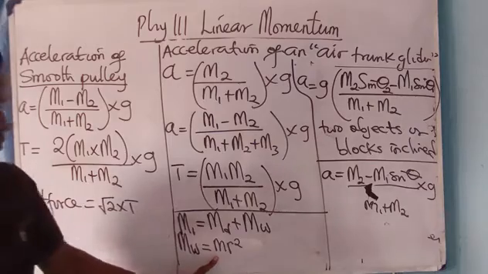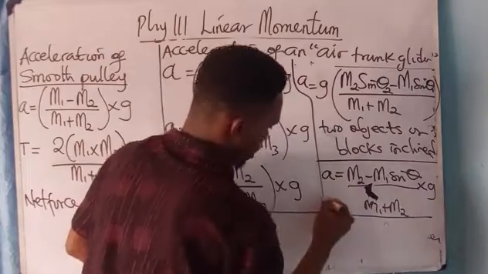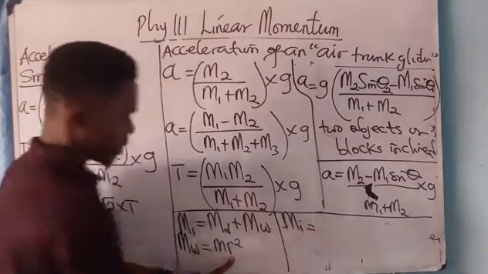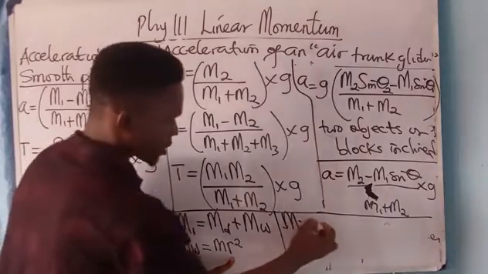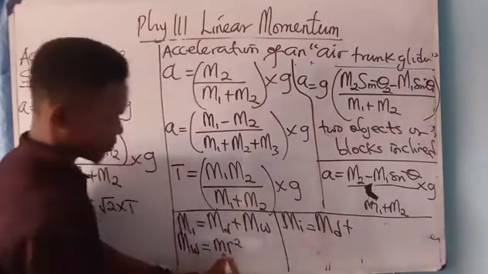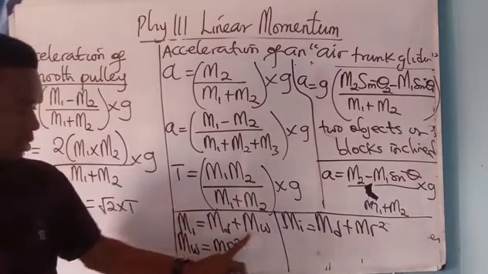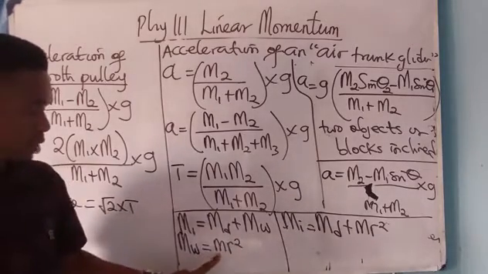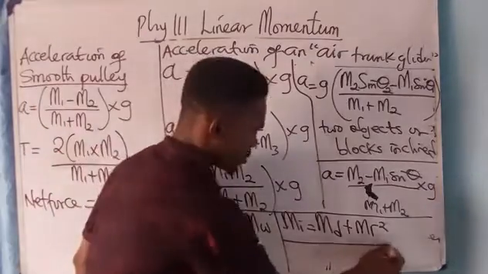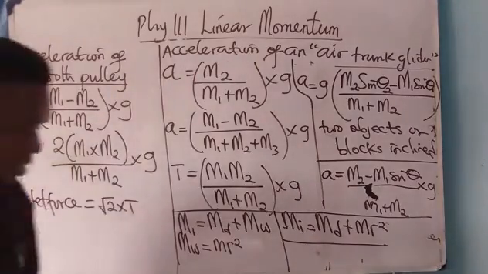M is mass, then r is the radius. It therefore means that the moment of inertia is equal to the moment of the disk plus m r squared, because the moment of the wax is m r squared. So the disk and the wax. These are the formula.